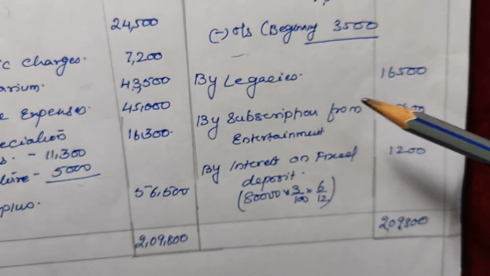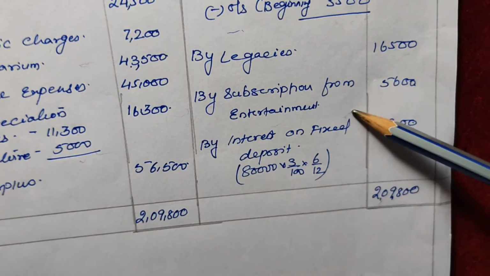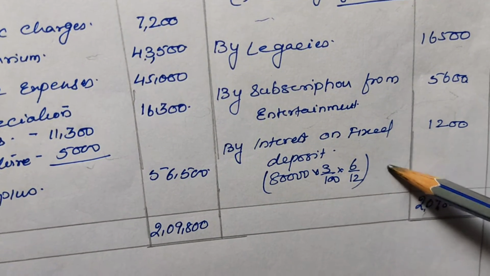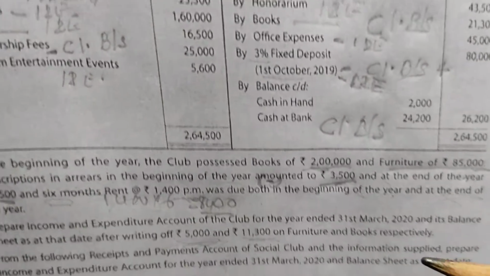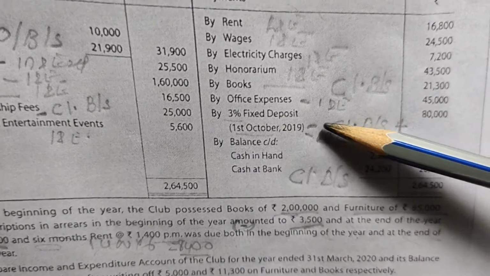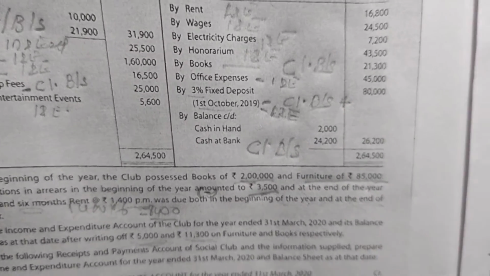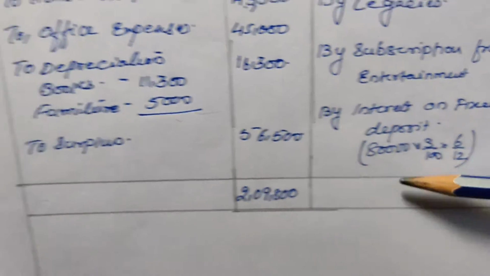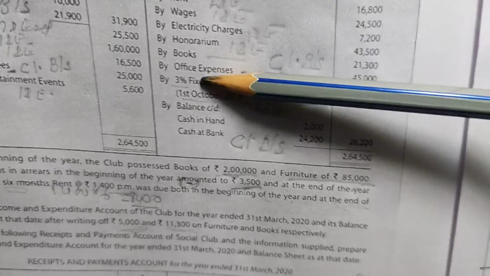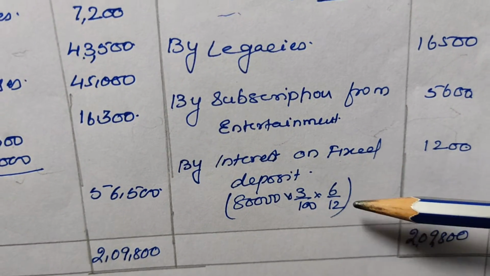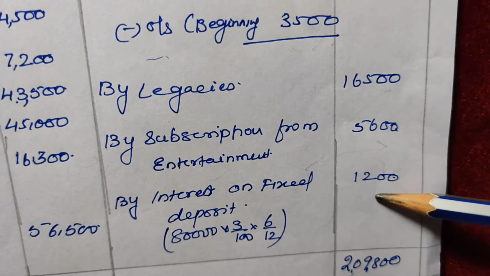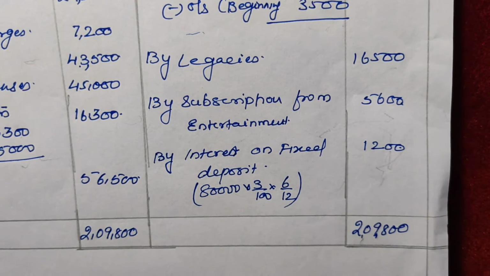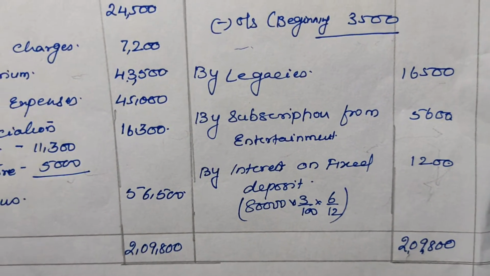Legacies: there was no adjustment, as it is we have recorded. Subscription from entertainment: no adjustment, as it is we will transfer. Then interest on fixed deposit: we had deposited it in the bank on 1st October 2019. From 1st October to 31st March, how many months are there? 6 months. So 80,000 into 3 upon 100, 3% is given, into 6 upon 12. Calculated, the amount is 1,200. It is an income, so it is recorded on the income side, and this amount will be added to the fixed deposit in the closing balance sheet.